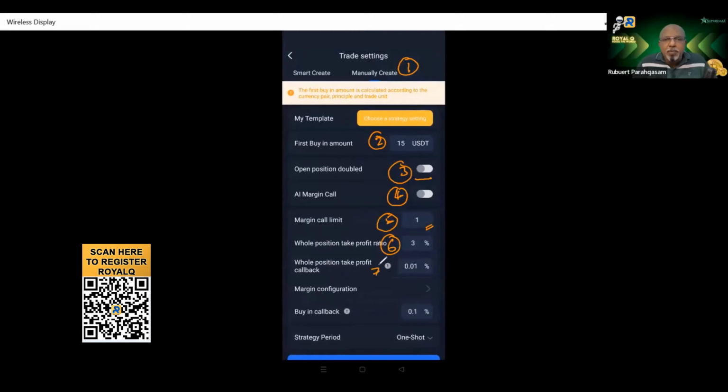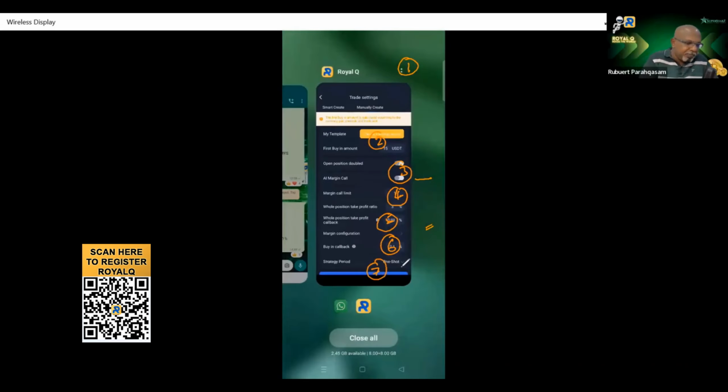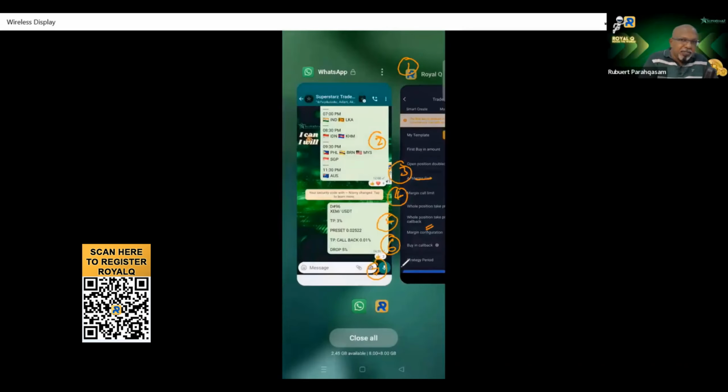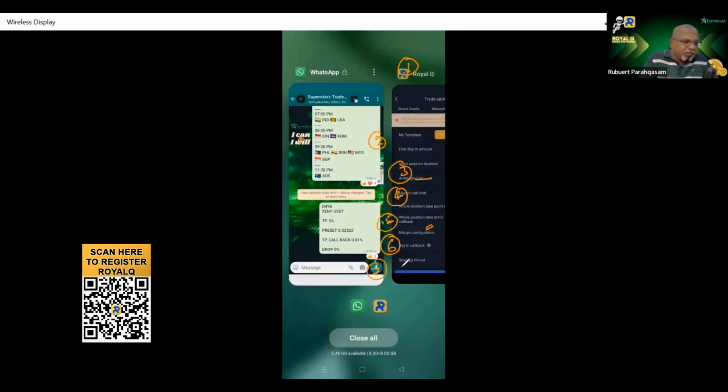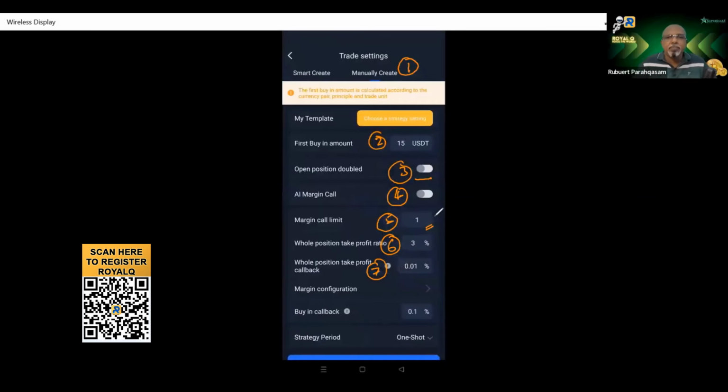Hold position, take profit ratio is how much? It's in the signal again. Can you see that? 0.01. Is that right? Yes. That's why you type it here, 0.01. Buy in callback, set it as 0.1. This is actually related to your margin call, but it's okay. Just set it as 0.1.